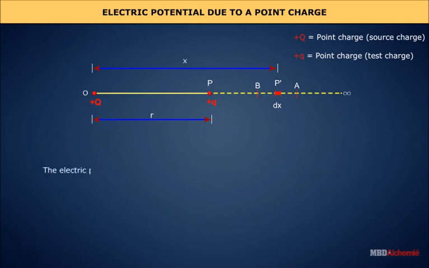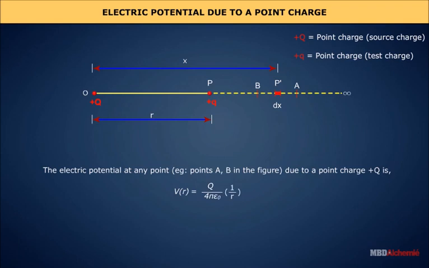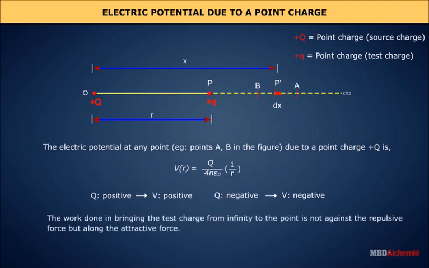Thus, the electric potential at any point, points A, B in the figure, due to a point charge plus Q is V(r) is equal to Q by 4 pi epsilon naught multiplied by 1 by r. This explains that if the point charge Q is positive then V is positive, and in case Q is negative, then V will also be negative. It means that the work done in bringing the test charge from infinity to the point is not against the repulsive force but along the attractive force.